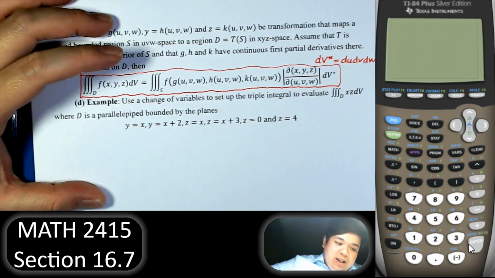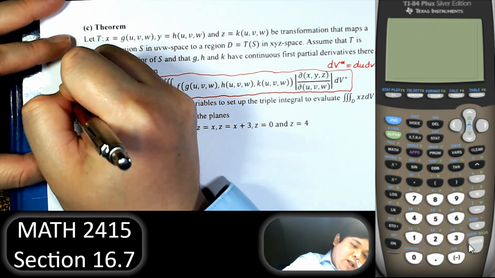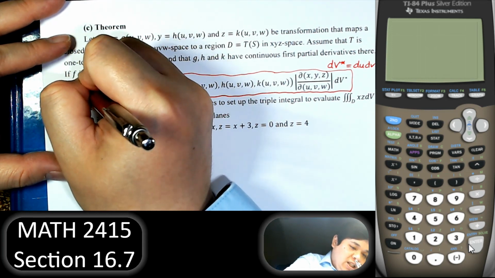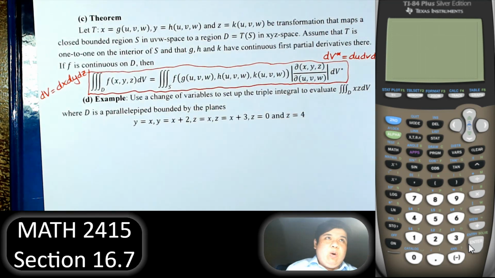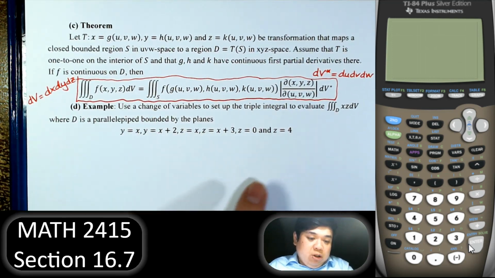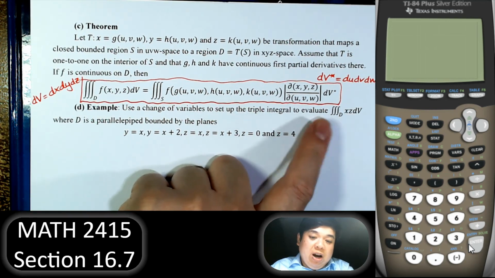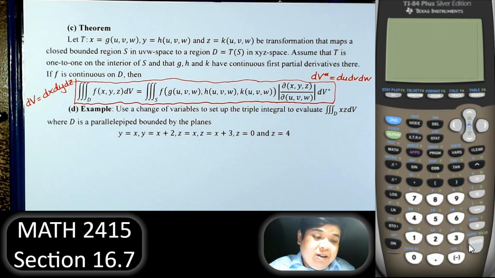And the dV here originally is dx, dy, dz, or dy, dx, dz, in any order. Right. Now use the change of variables to set up the triple integral. Okay, we might not be able to evaluate it, depends on what function we have. Right, so we have that.